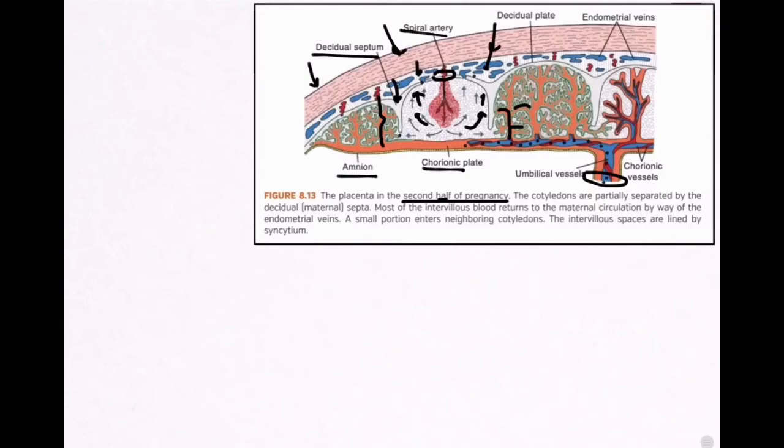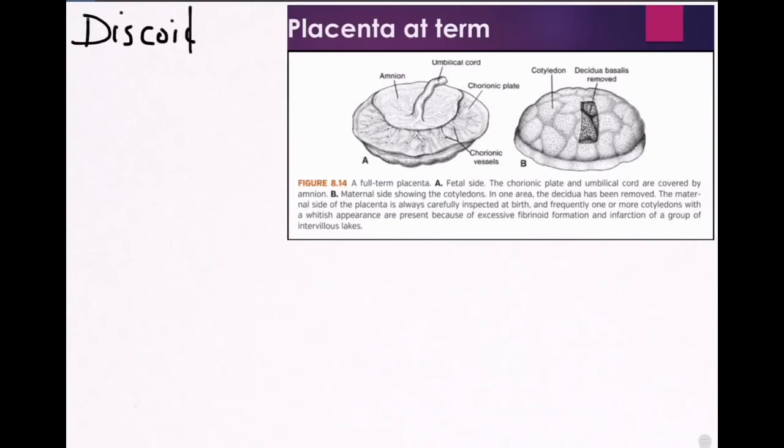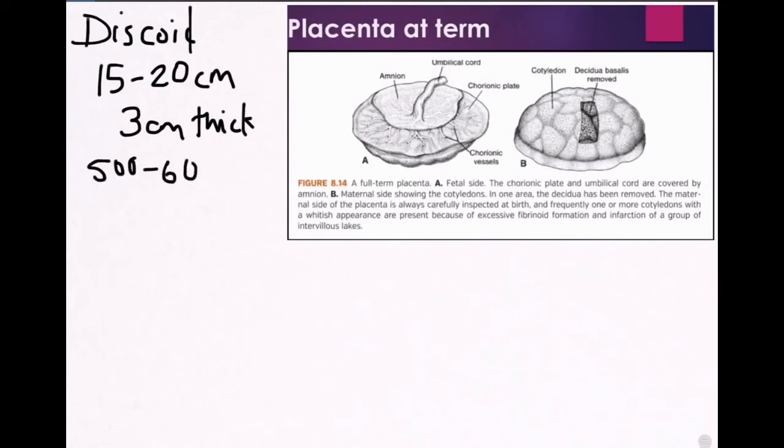let's look at what the placenta appears like at term or at birth. So at term, the placenta is discoid in shape, about 15 to 20 centimeters in diameter and about 3 centimeters thick. It's about 500 to 600 grams in weight, and it is expelled about 30 minutes after birth. Okay, and this is what it looks like.